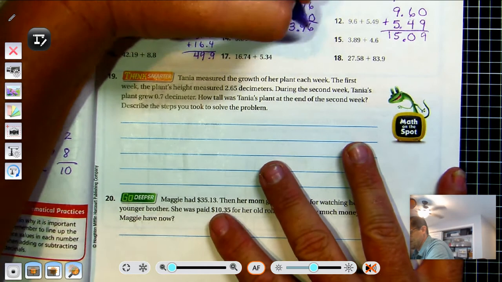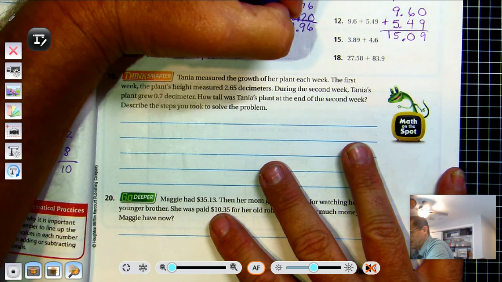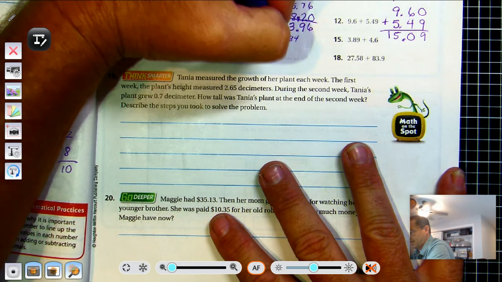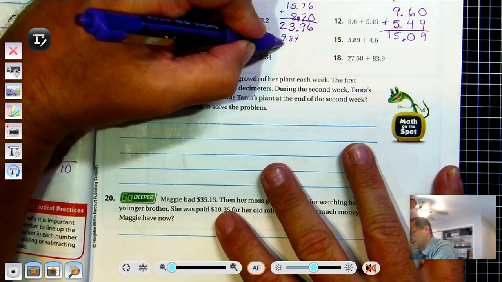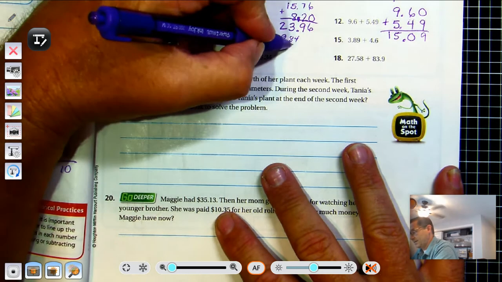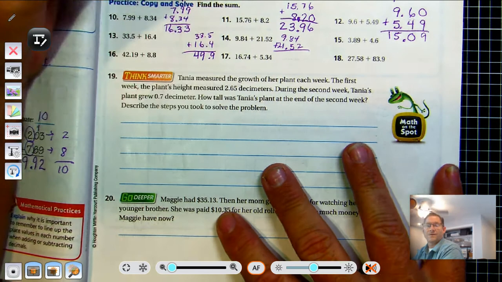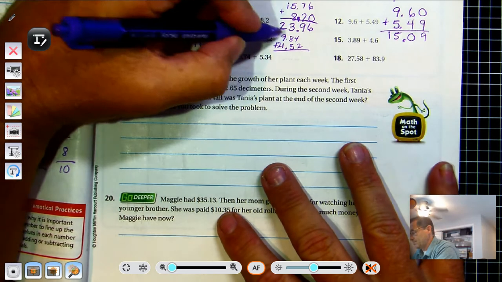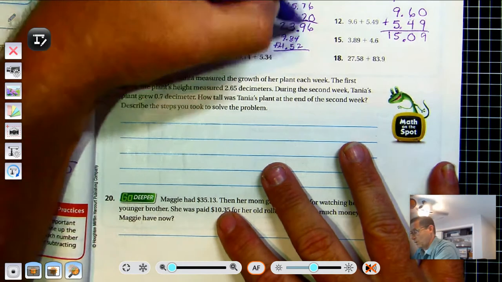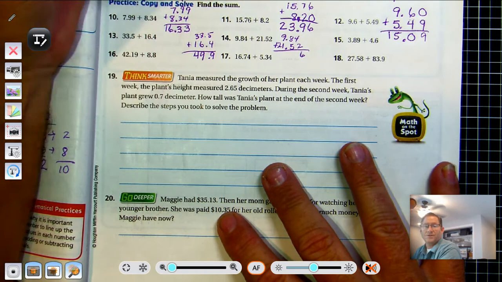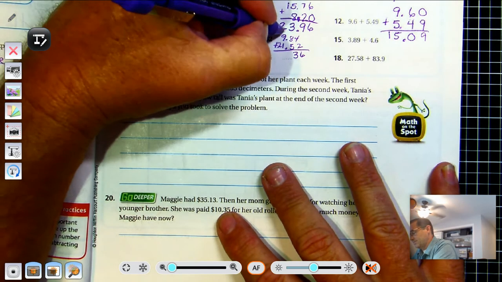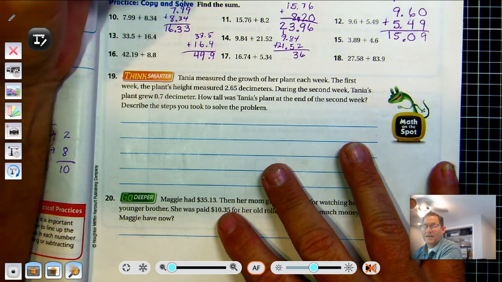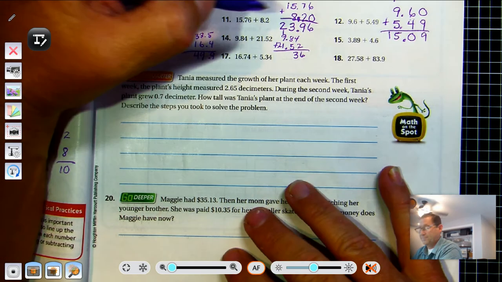Number 14. 9 and 84 hundredths plus 21 and 52 hundredths. Okay, so the place values lined up. 4 hundredths and 2 hundredths is 6 hundredths. 8 tenths and 5 tenths is 13 tenths. Regroup that as one whole and 3 tenths.